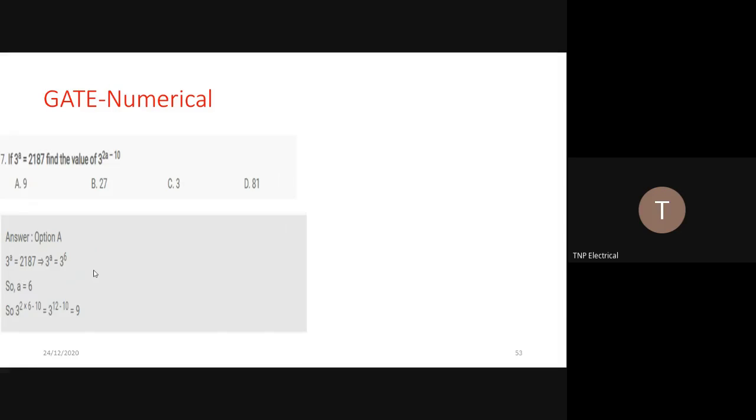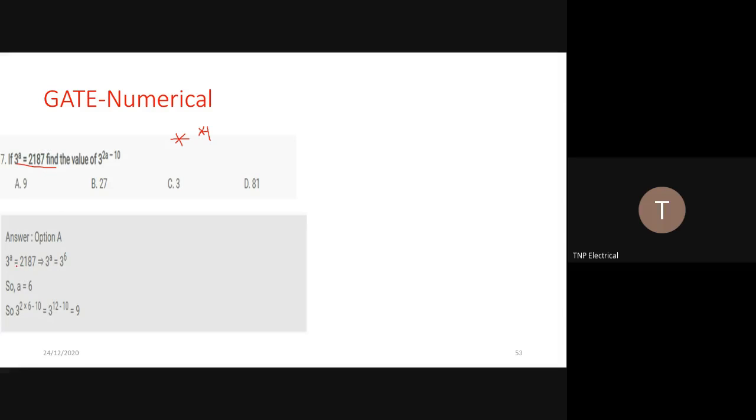Next, if 3 to the power a equals this much, find the value of 3 to the power 2a minus 10. This type of question is asked many times. How can we solve it? Here the value is given: 3 to the power a equals 2187.